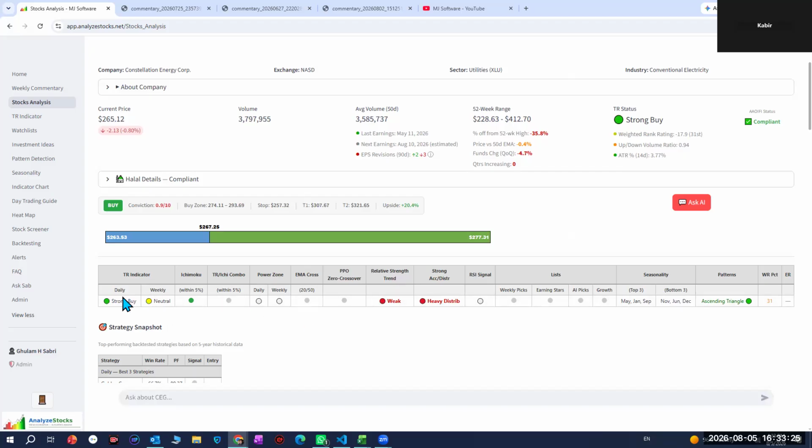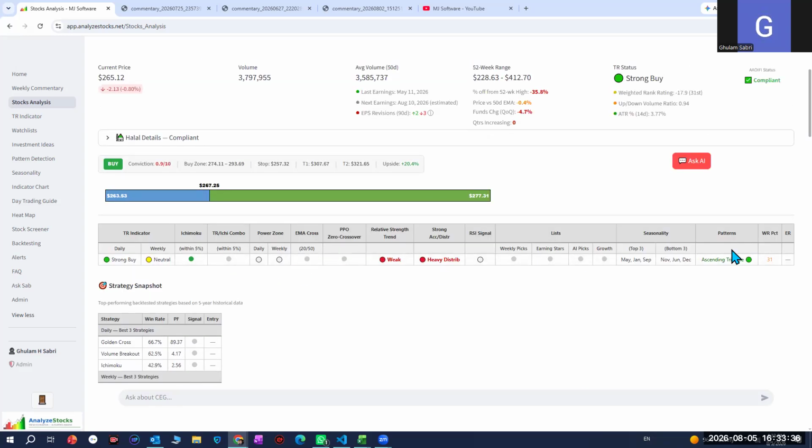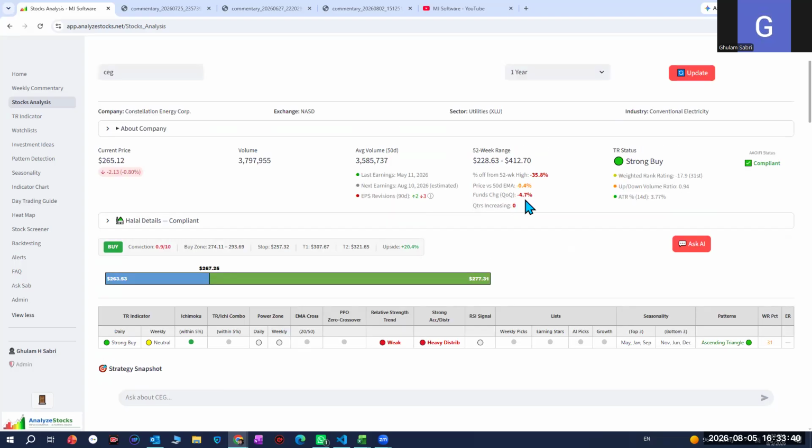Look, everything has some weightage. The TR indicator is one indicator, where we have 13 strategies and several others. Everything has certain weightage. What about this? Funds are not adding their investment. It's minus 4.7. What do you mean by that? It means that mutual funds, banks, institutions are pulling money out. That's why it's heavy distribution. They are taking money out for the time being. Could be long lasting.